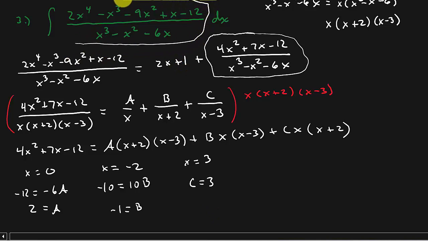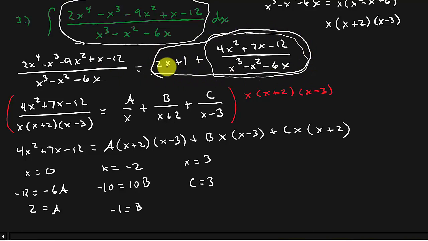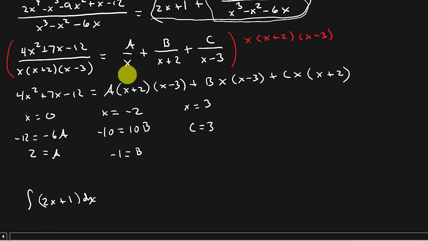We're integrating this, which is all of this. So it's the 2x plus 1. I can integrate that easy. And then I've got the integral of this. Now the integral of this, which I broke up into this.